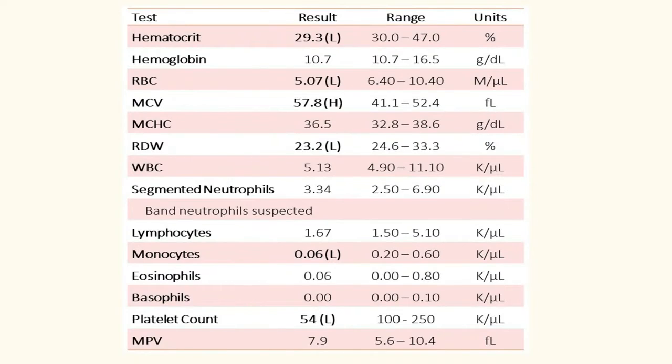This is a sample blood report. We can break it down into three main parts: the RBC, the WBC, and the platelets. We'll be going over each of these parts separately in the next few slides.